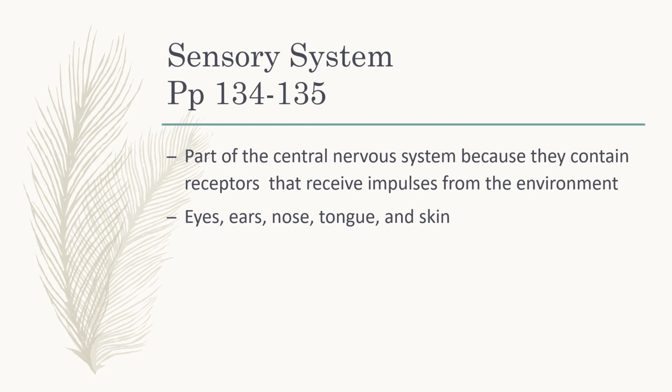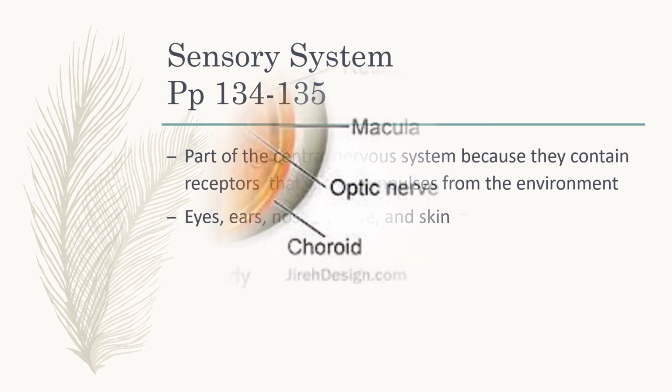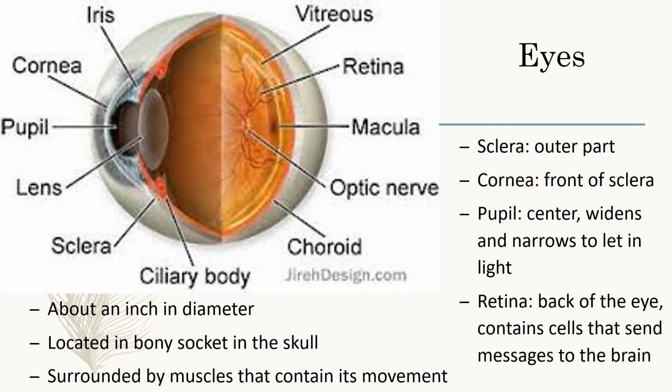So your sensory system is part of the central nervous system because it contains receptors that receive impulses from the environment. It consists of your eyes, ears, nose, tongue, and skin. The eyes are divided up into different sections. Your outer part is called the sclera. You have the cornea, which is in the very front of that sclera. It's the curvy part. Then you have the pupil, which is the black part of the eye, and it widens and narrows to let in the light.